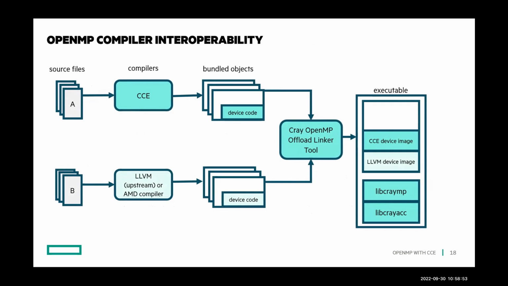When you're linking with CCE, it'll invoke this offload linker tool. We call it the Cray OpenMP offload linker tool. It will unbundle the objects, and it will create the device images. And then again, we use libcrayMP and libcrayACC as our OpenMP runtimes. Code that's generated by the LLVM compiler can still use our runtime.